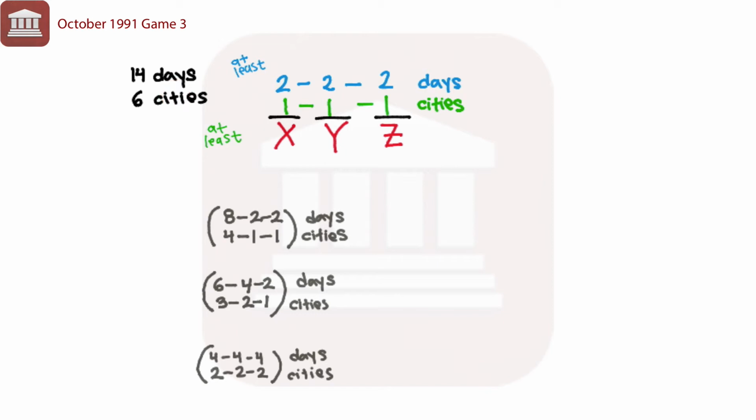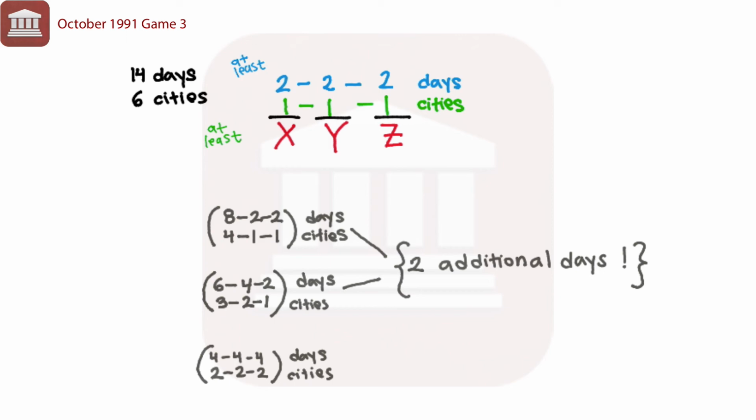So we've got the cities down, but let's look if we have the days down. So we've put down the minimum days, right? So we know we have 8 days, 2 days, and 2 days. So that's only 12 days. So we have 2 additional days in this first option. In the second option, we have 6, 4, and 2. Again, that's only 12 days. So we have 2 additional days.